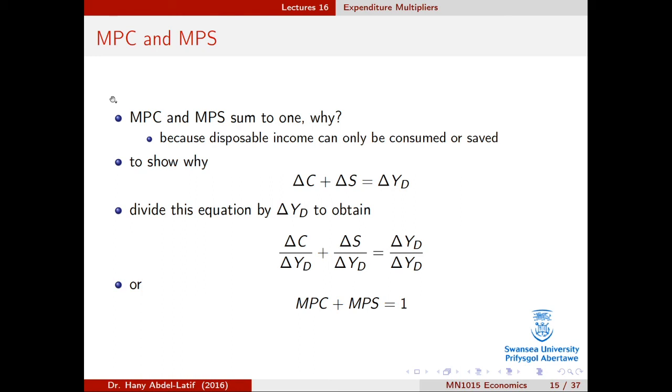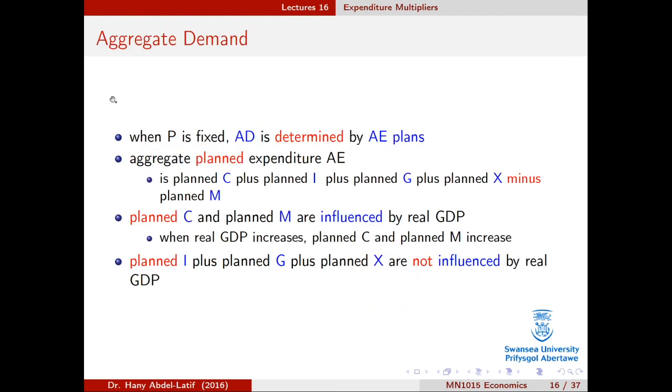So all you need to know here is that the sum of the marginal propensity to consume plus the marginal propensity to save equals 1. That's the 100% of the increase. Remember, the £100: you spend £75 and you save £25. So the sum of these is 100% of the increase in your income. Okay, so that's the idea.